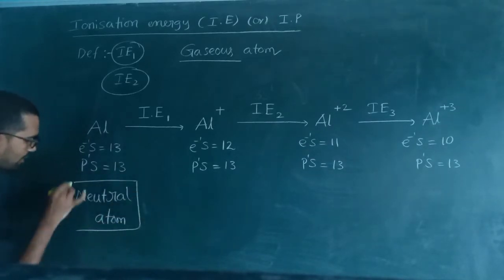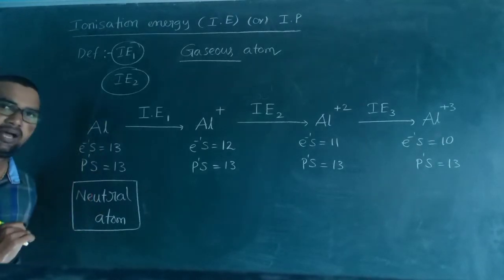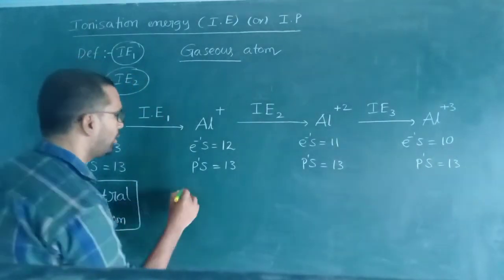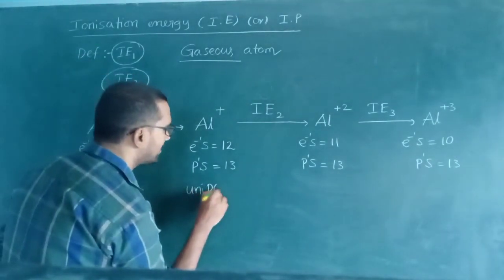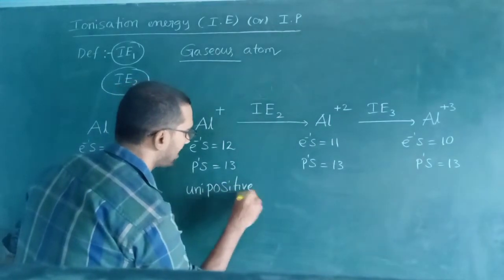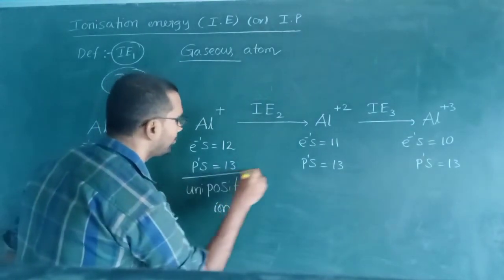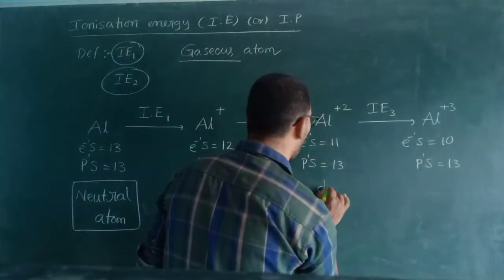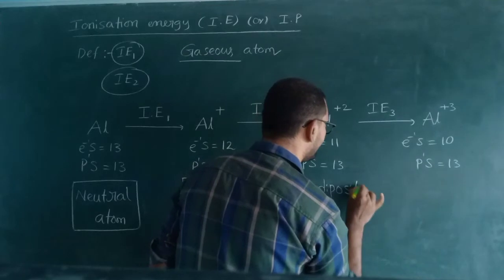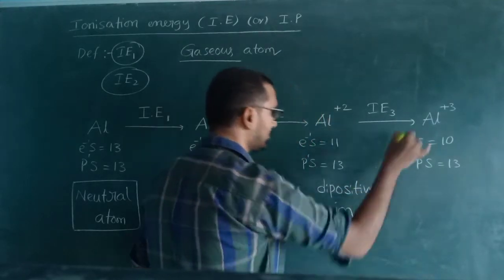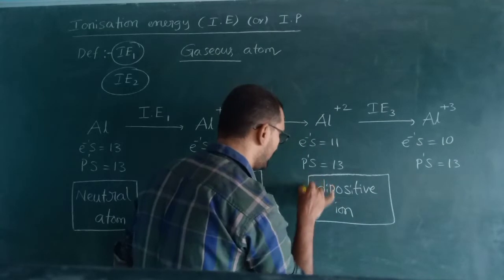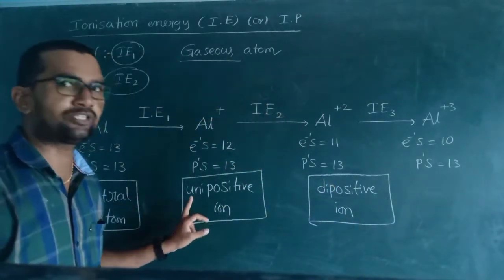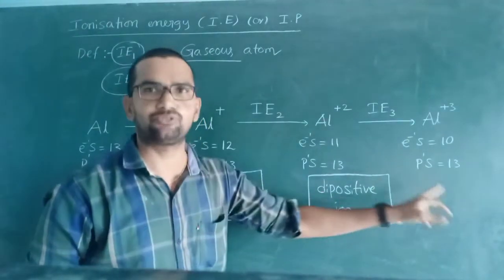Because there is no charge. There is no positive or negative charge. But here positive charge is present, then it is called unipositive ion. This is unipositive ion. And it is dipositive ion. Of course, that last one is tripositive ion. Size decreases from neutral to unipositive to dipositive to tripositive.